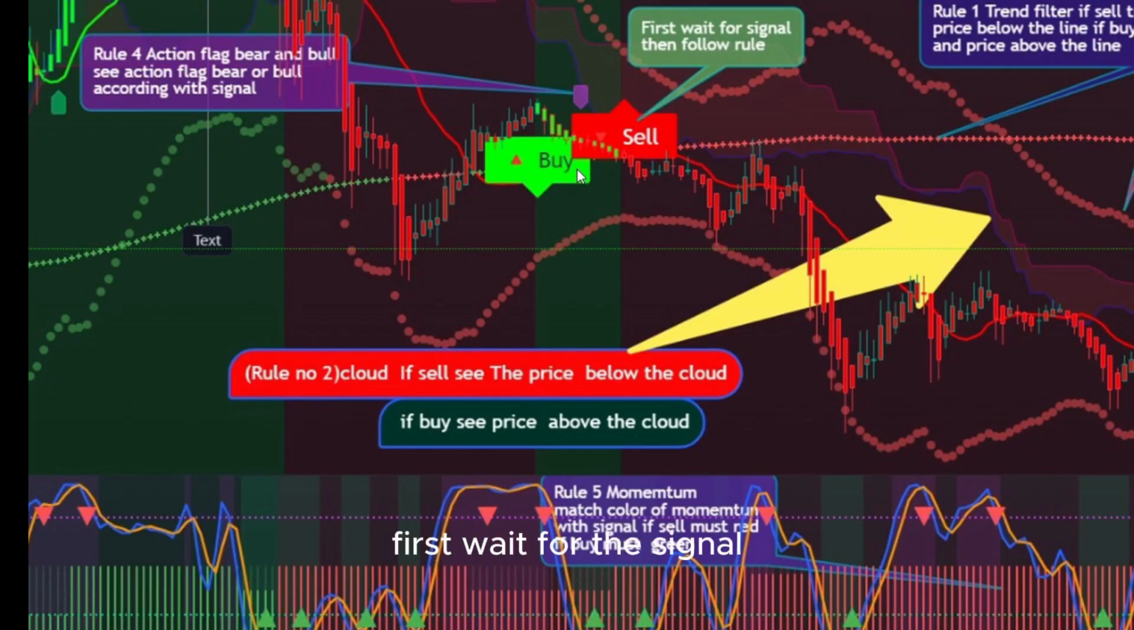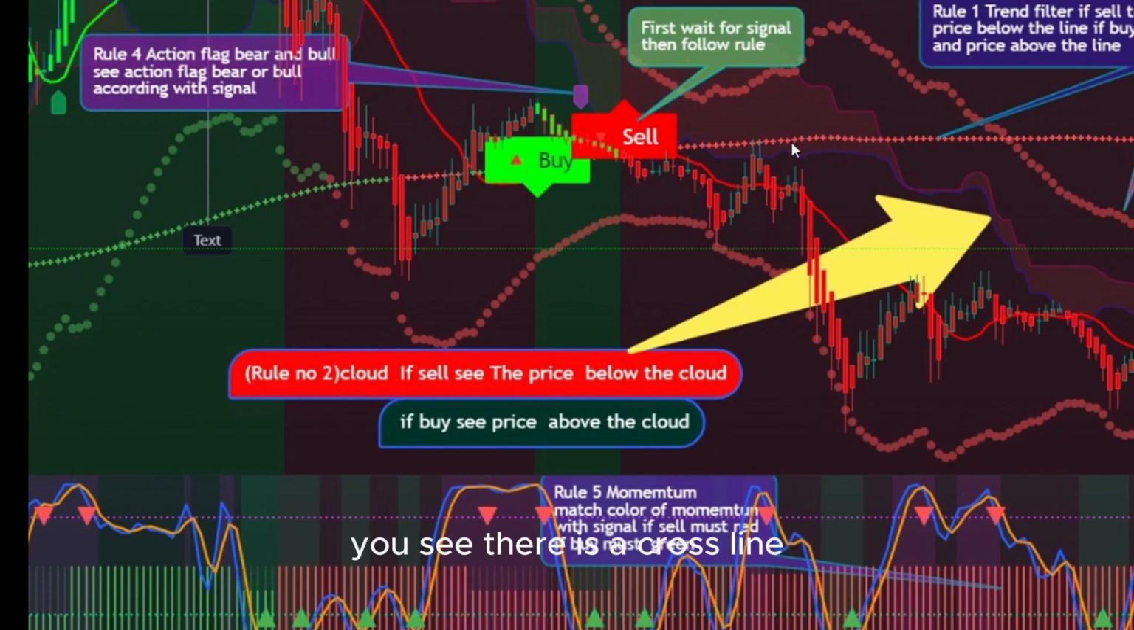First, wait for the signal. You see there is a buy signal, or there is a sell signal. If the signal comes, you see that here there is a sell signal. Then follow the rules. The first rule is rule number 1. Here is rule number 1.